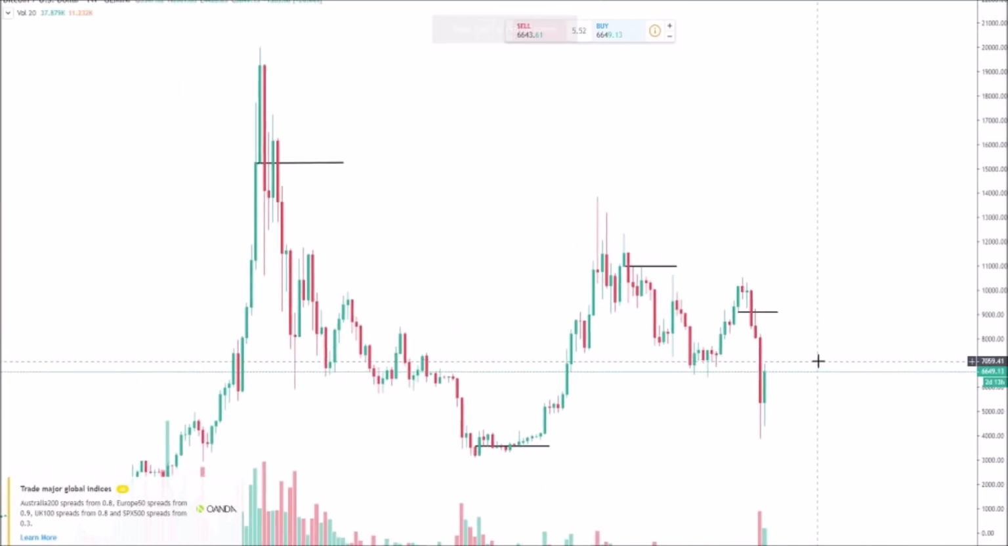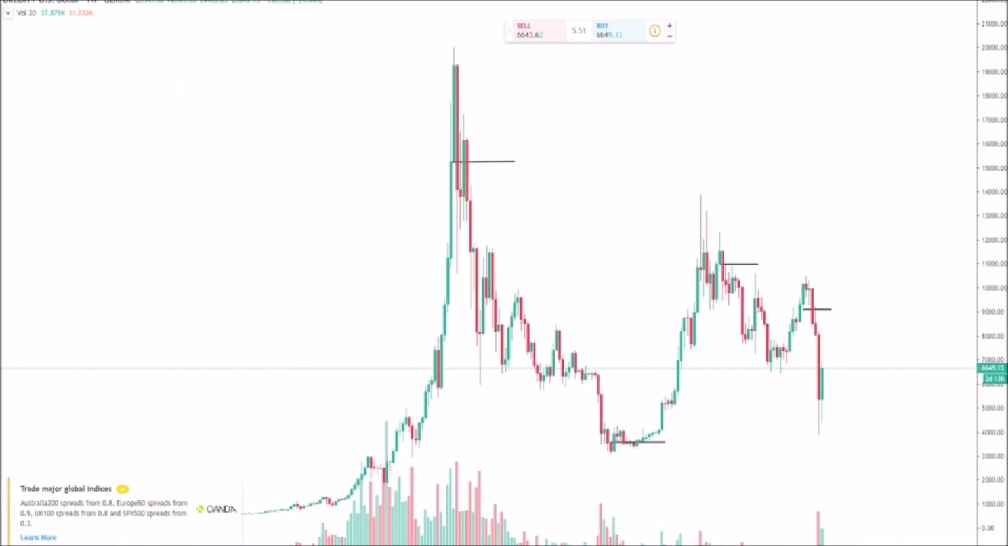So for the here and now, what I would be looking for in Bitcoin, at the moment we have this channel, this downward channel, and we also have this support turned to resistance. So I'd still be very bearish on Bitcoin unless we get some breaking above something like that. But as it remains, I'd still remain bearish.